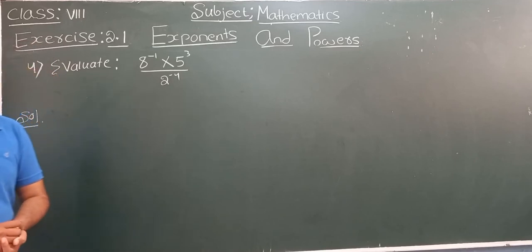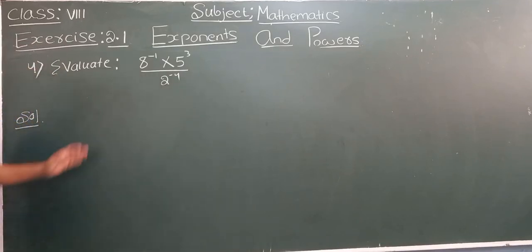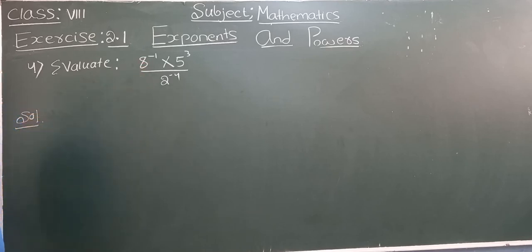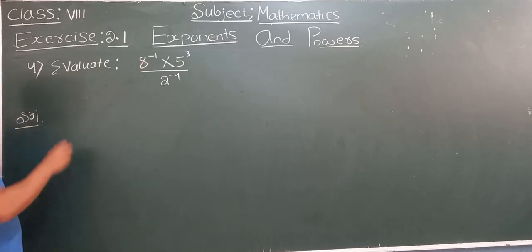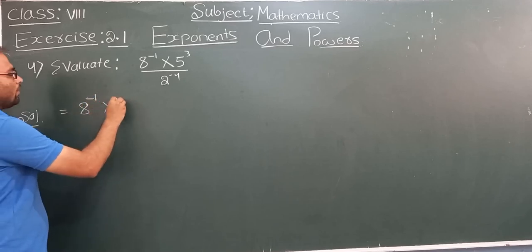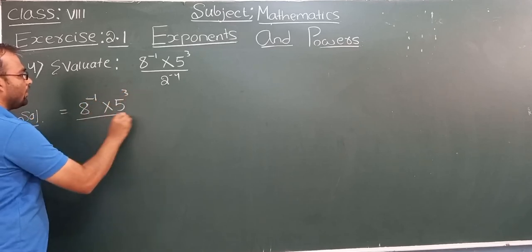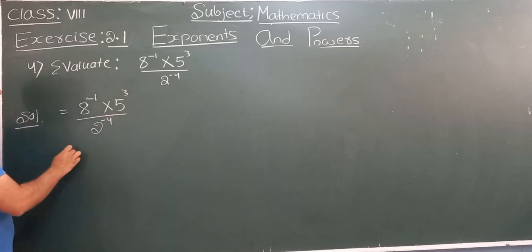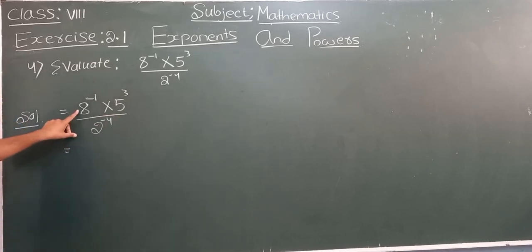Students, now let us solve the problems from the fourth main. Here, what is given: evaluate 8 to the power minus 1 into 5 to the power 3 divided by 2 to the power minus 4. Write it once again: (8 to the power minus 1) into 5 to the power 3 divided by 2 to the power minus 4. Students, just look here.